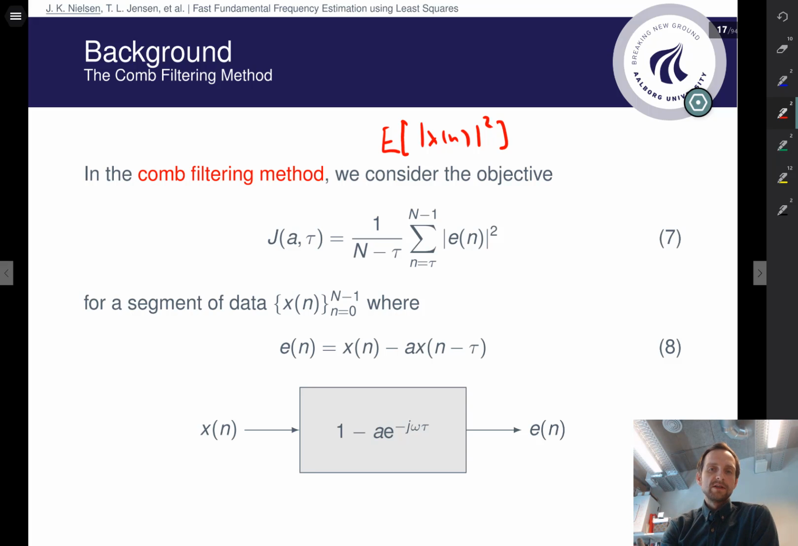The reason why this is called the comb filtering method is that we can interpret this as filtering your signal through a filter with this transfer function, and then you get the error out. You try to find the tau that will minimize the power of the output. And a comb filter, the name comes from its frequency response, which will look like a comb, like this. I'll show you a picture of this later that is better than my drawing here.